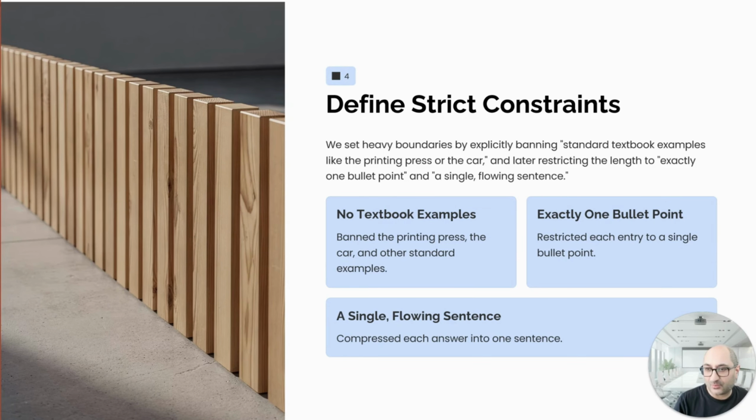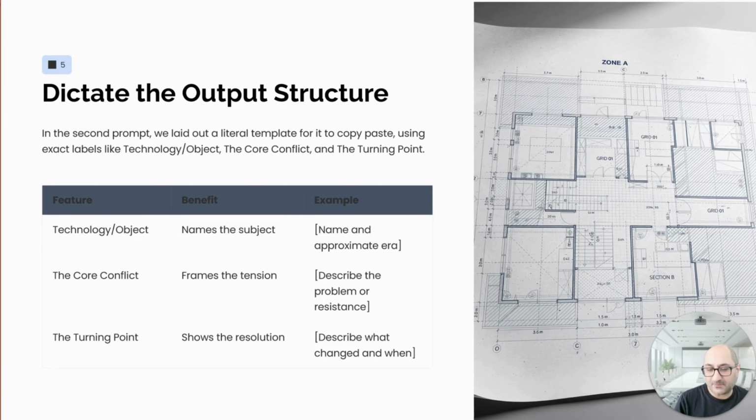One of the things that we actually mentioned was we don't want to include things like printing press or the car in the responses. Tip number 5 is actually providing some kind of structure. Here, we're actually saying, okay, well, we want to say the technology, we want to frame that it's going to be to do with the conflict or what is the turning point.